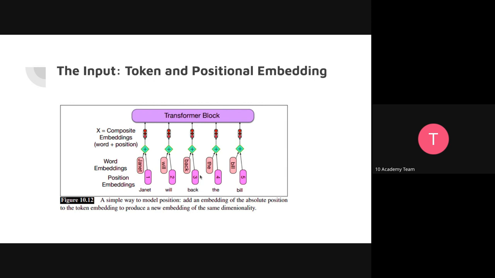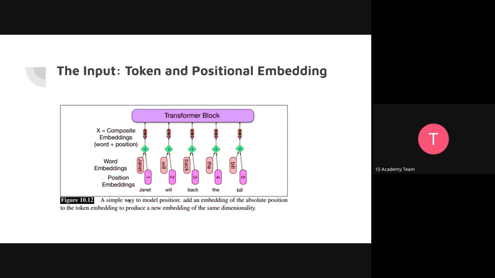The second thing is that we have to keep track of the position of the token. The meaning of the token in the sentence is not determined only by the token itself, but also by its position in the input. So I also have to do some kind of positional embedding, meaning that I have to embed where this token is in my input sequence.